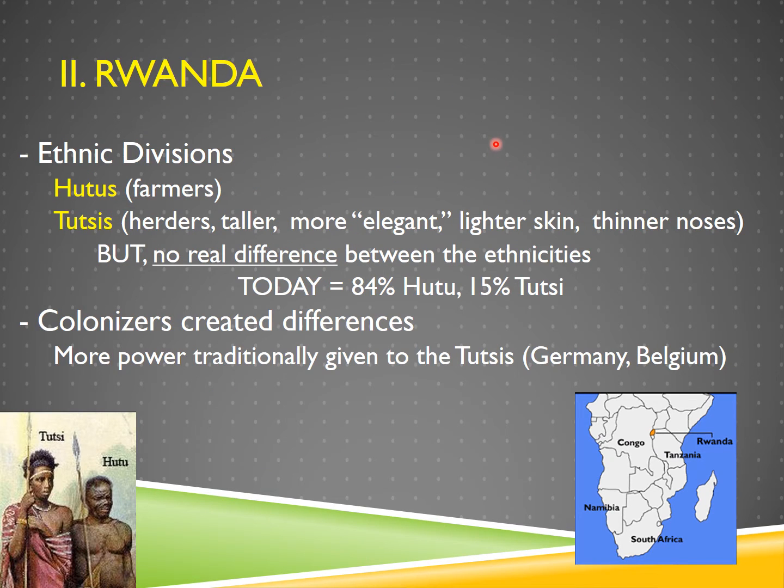We now come to Rwanda. There are ethnic divisions in Rwanda between the Hutus, the farmers, and the Tutsis, the herders, taller, more elegant, quote unquote, with lighter skin and thinner noses. But there is no real difference between these ethnicities. Today there's 84% Hutu and 15% Tutsi. The colonizers, Germany and Belgium, were the ones that created the differences. More power traditionally was given to the Tutsis.